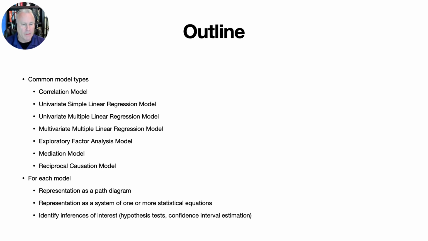Now for each of these models, we will represent the model using a path diagram, as well as a system of one or more statistical equations. Also, for each type of model, we'll identify various inferences of interest, such as hypothesis tests and confidence interval estimation, that would be germane in the context of that kind of model. So let's jump in.